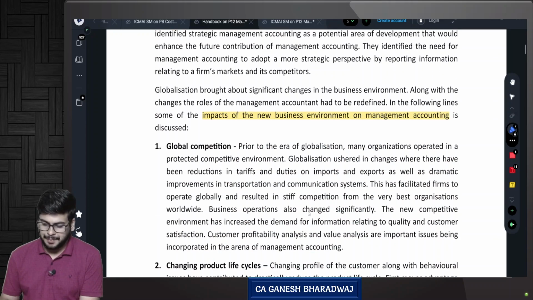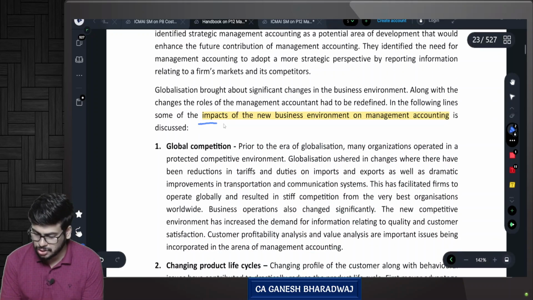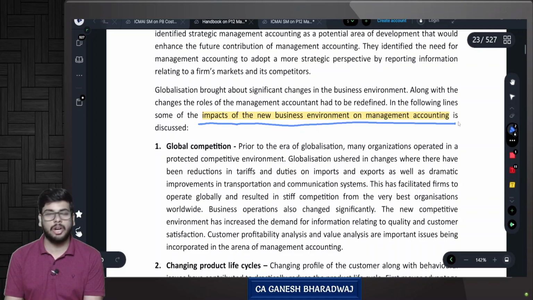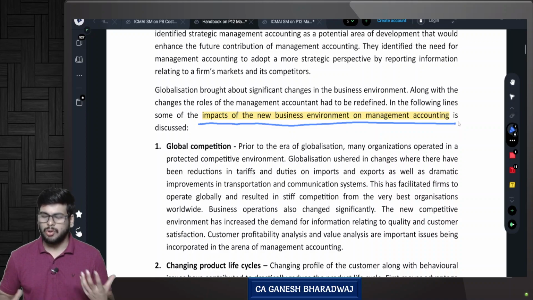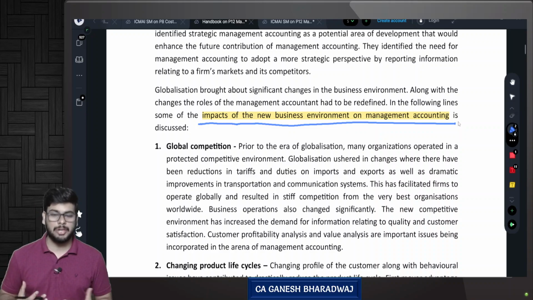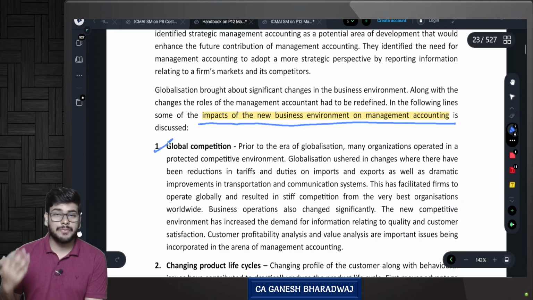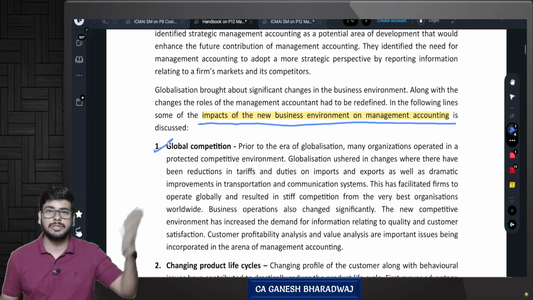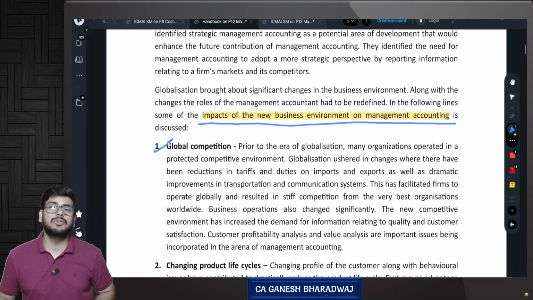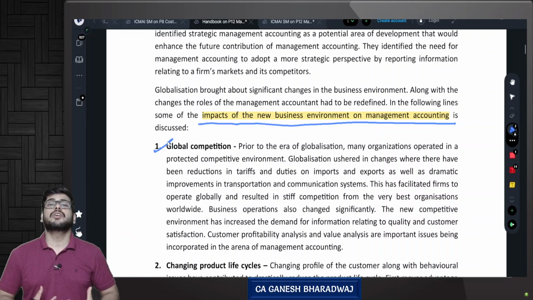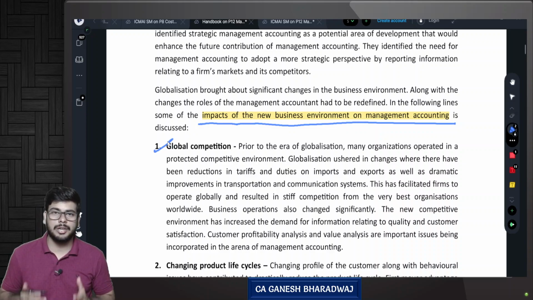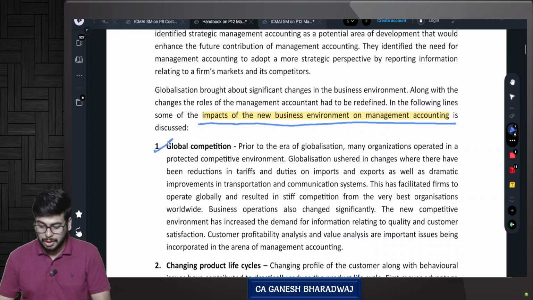Clear with this? Fine. Now, we will see the impacts of the new business environment on management accounting. So right now we are living in an era of globalization. So what is the impact of the new business environment on a management accountant? First, you need to face global competition. It's not just India. Right now, you need to face competition from the outside world. You can do business in outside countries. Similarly, the other countries can also do business in India. It's not just restricted to the Indian subcontinent alone.